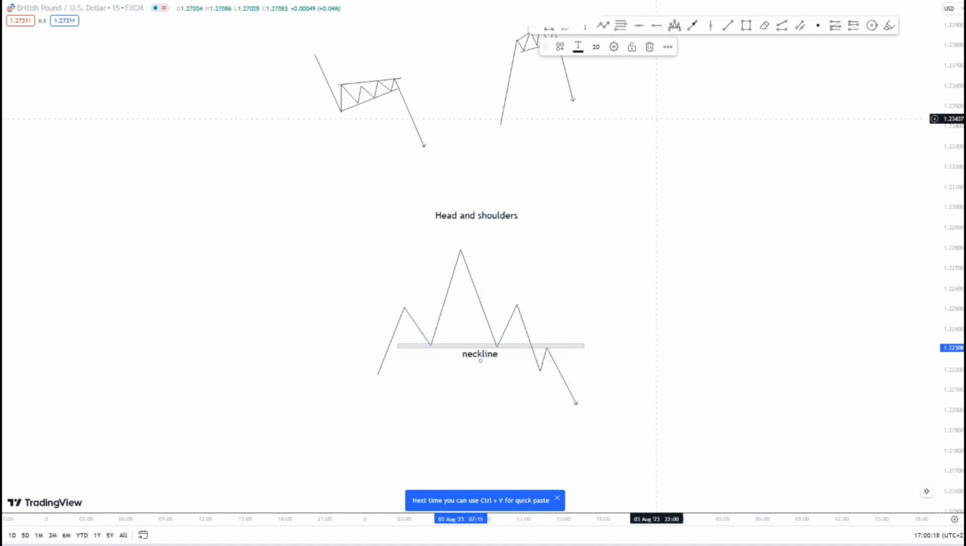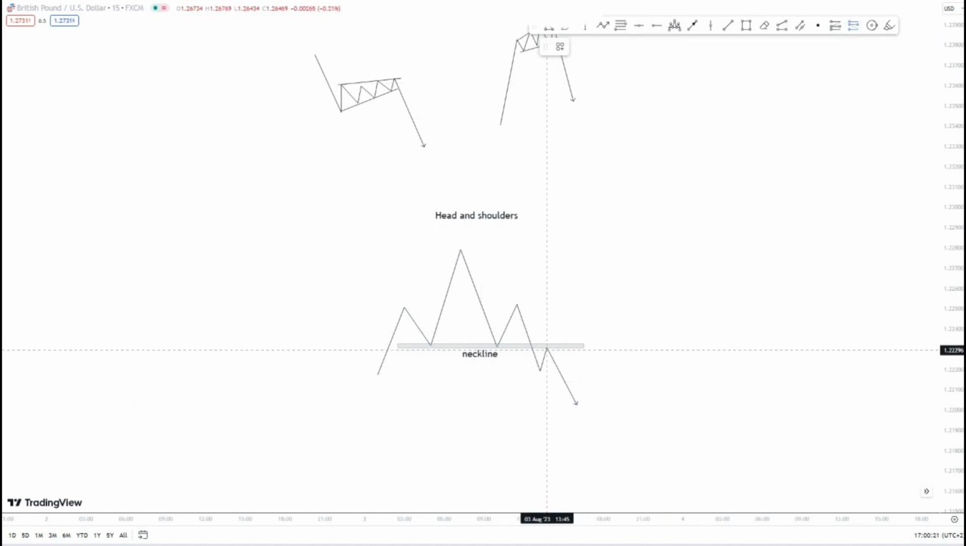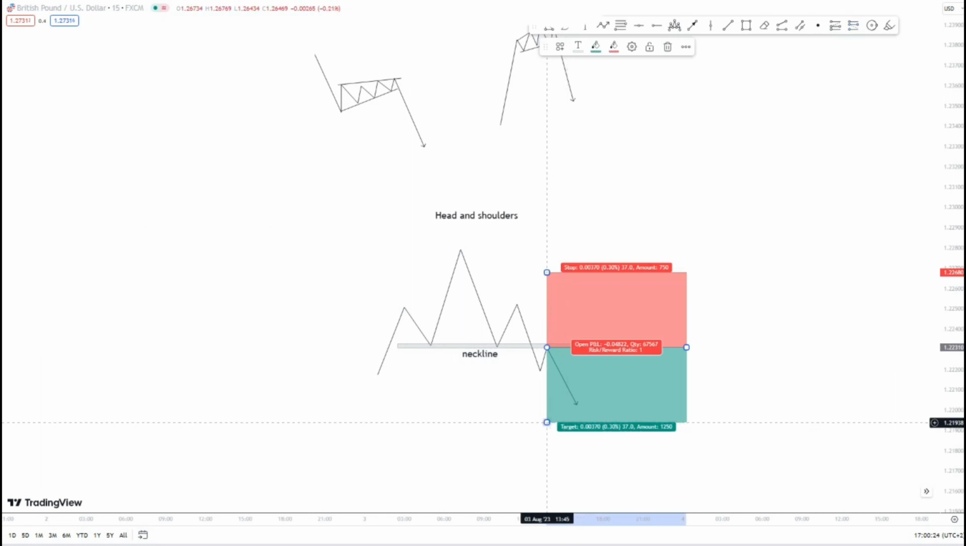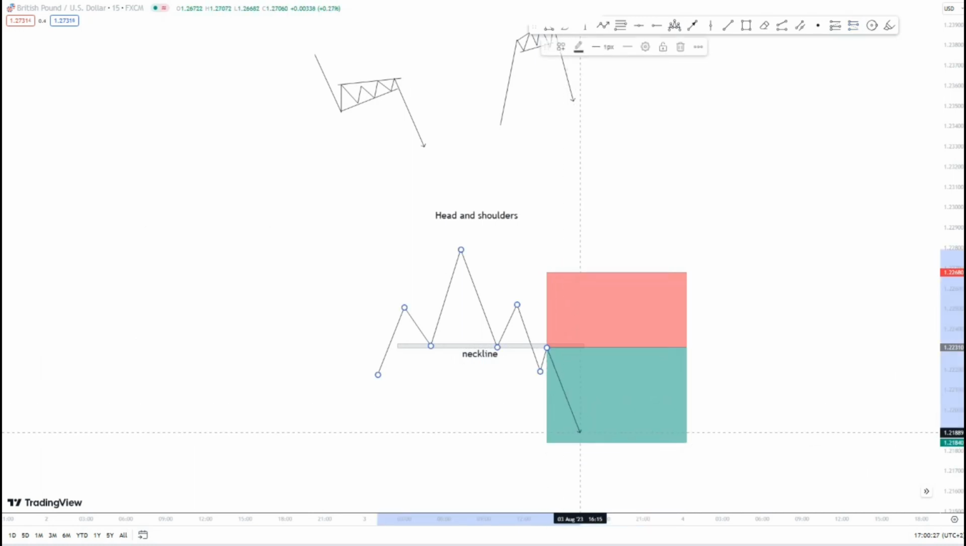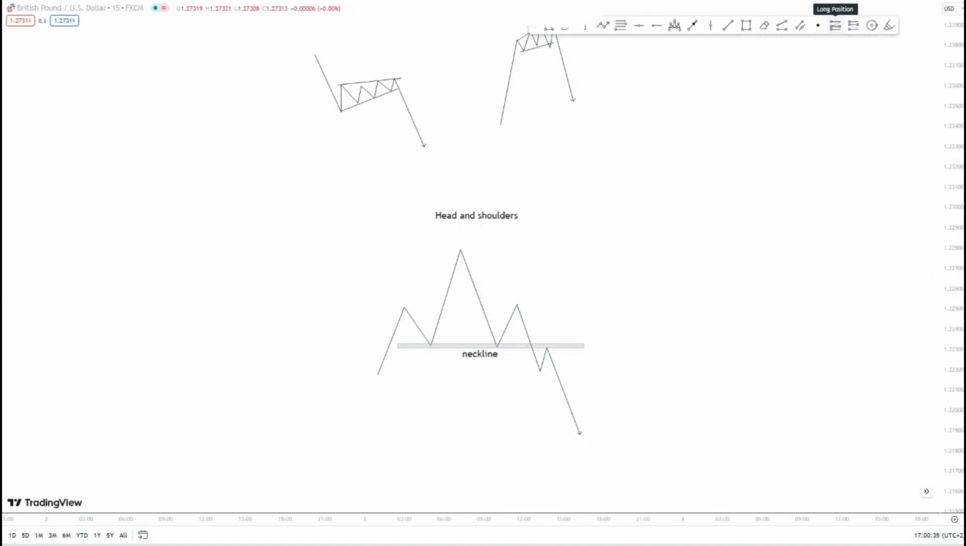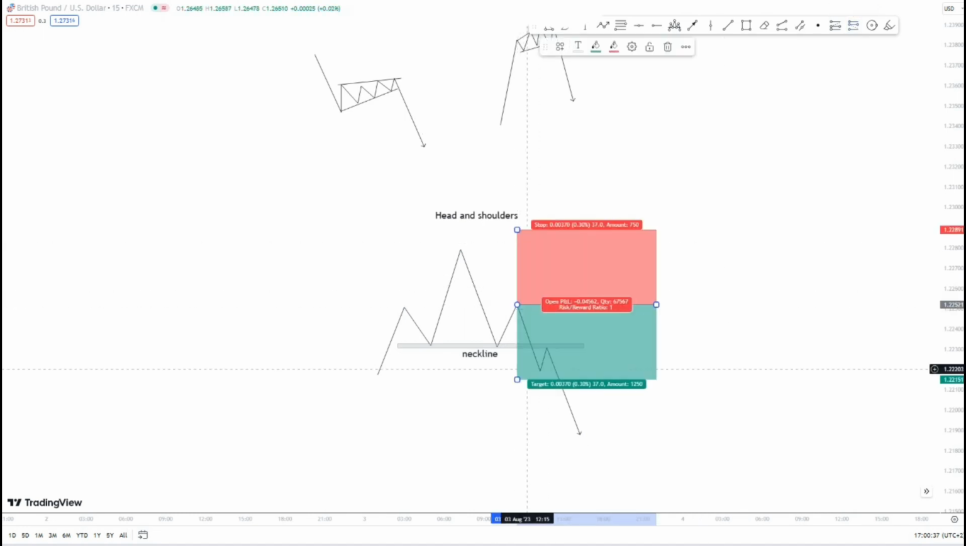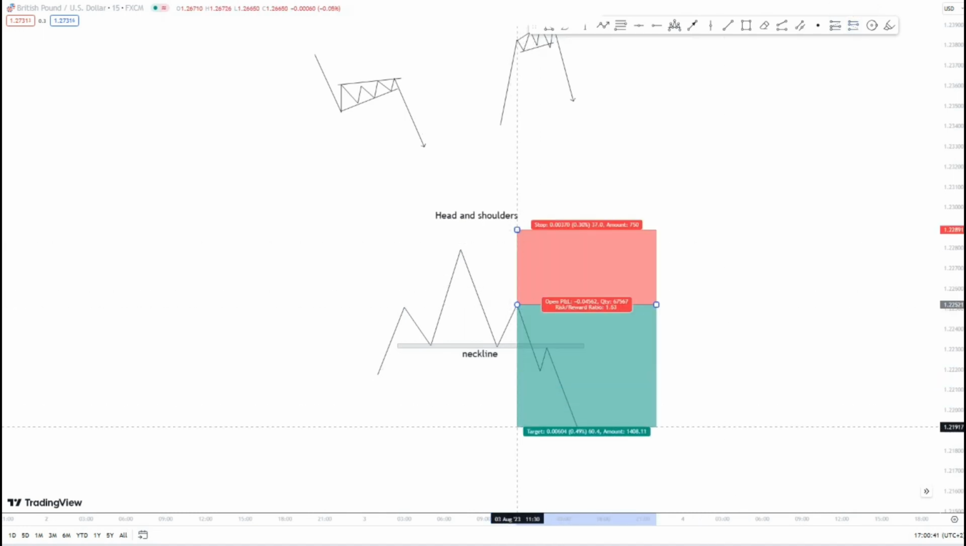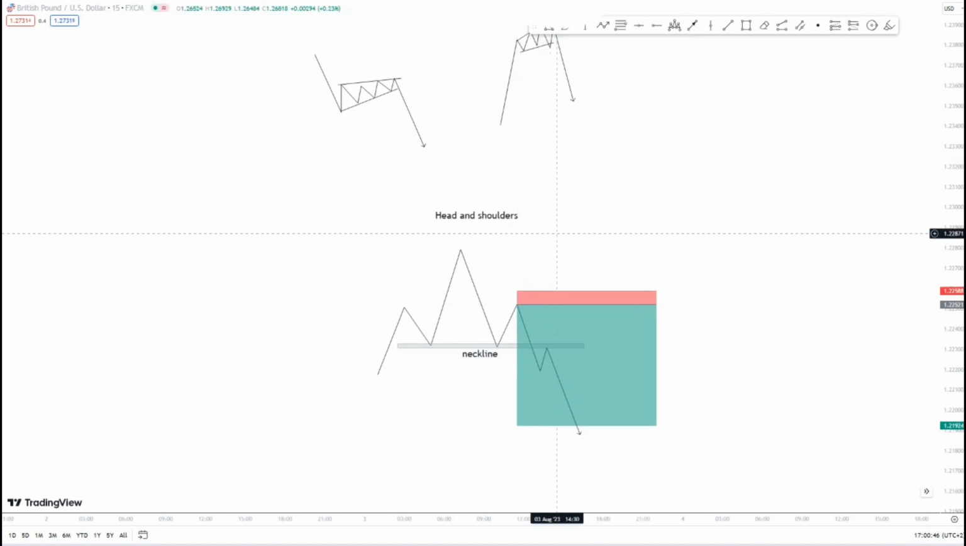So this is where you take your entry. The neckline is basically the point for entries. It's where you will be taking your entries. On the retest of this pattern is where you take your entries. But for more advanced traders, they will take their entries somewhere right here on the second shoulder. But that's for more advanced traders.